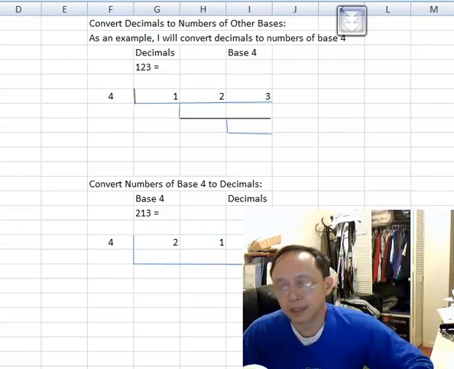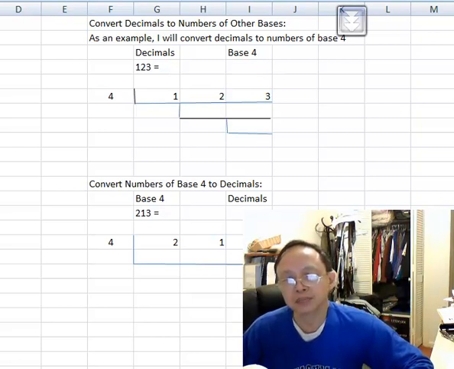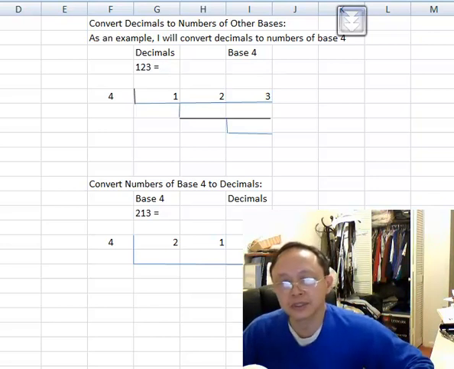Now this podcast consists of 3 parts. First part is to convert decimal numbers to numbers of other bases. Second part, we want to do addition and subtraction of numbers of base 4. Third part, we want to do multiplication and division of numbers of base 4.